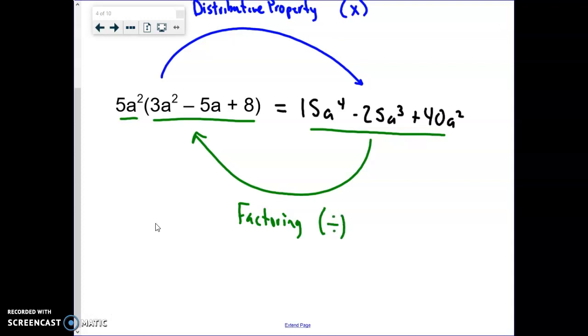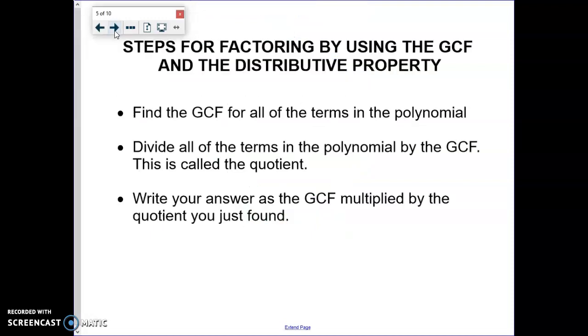In other words, if we want to find out how to break 15a to the 4 minus 25a cubed plus 40a squared up, we need to figure out, first of all, what is its greatest common factor, and then divide each term by that greatest common factor. Okay? So, here are the steps for factoring. We're going to start off real basic, and we're just going to say we're going to give you a polynomial, see if something can factor out of every term. Okay? That's called finding the greatest common factor.